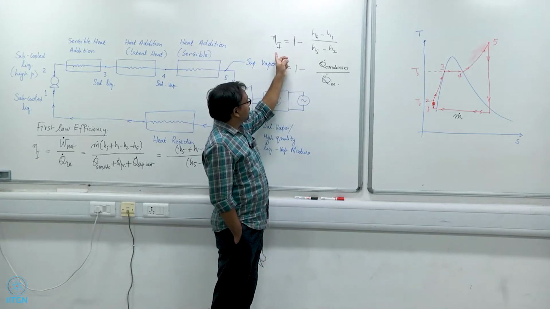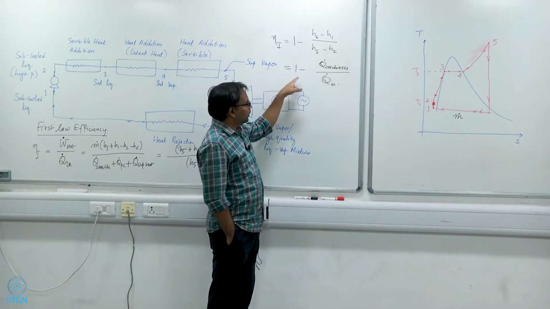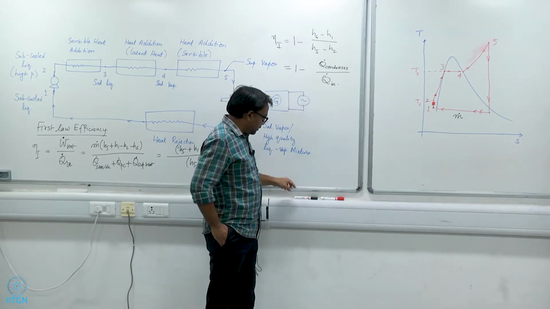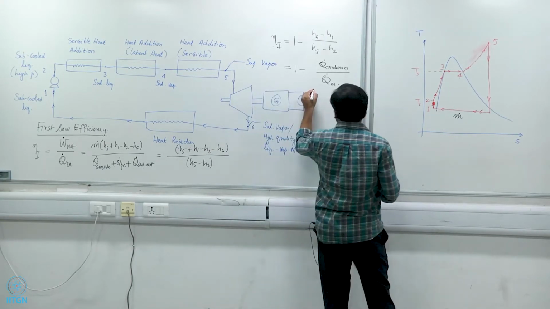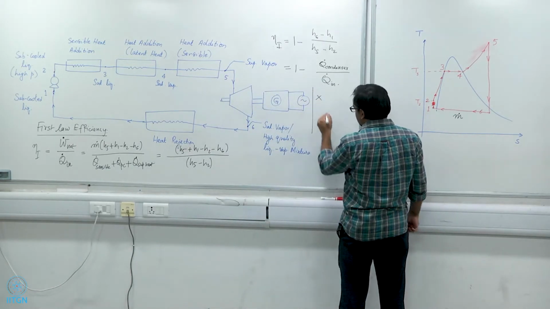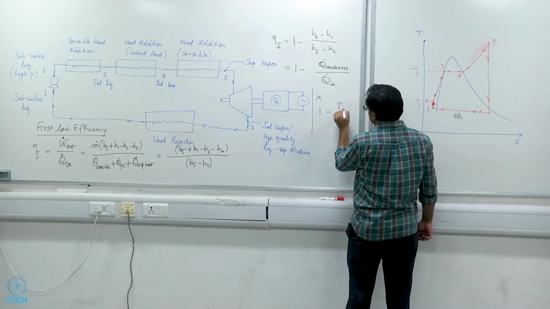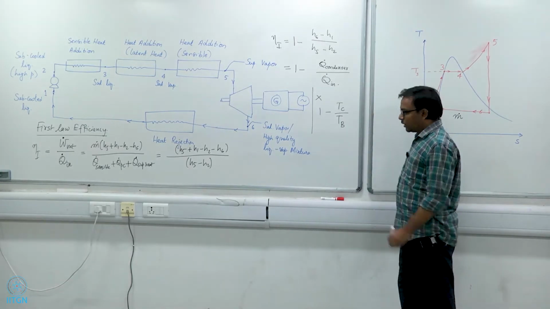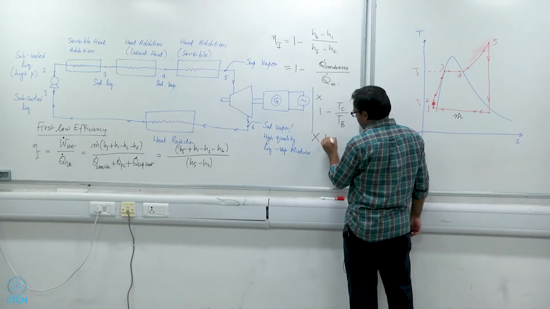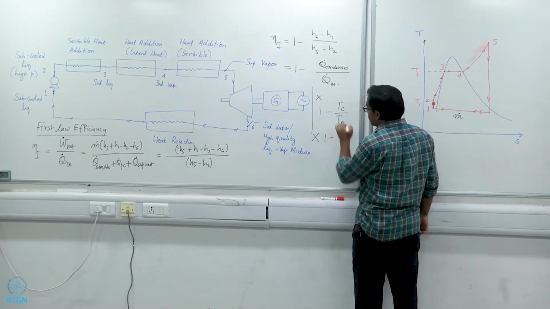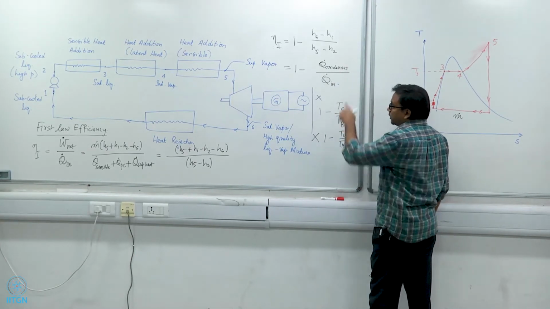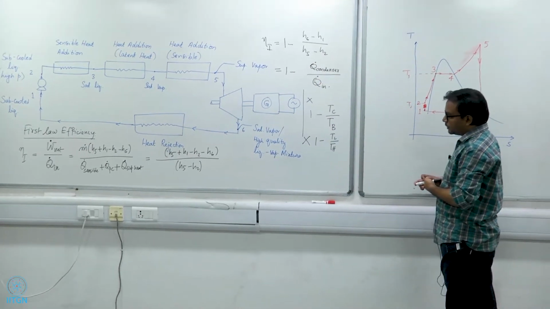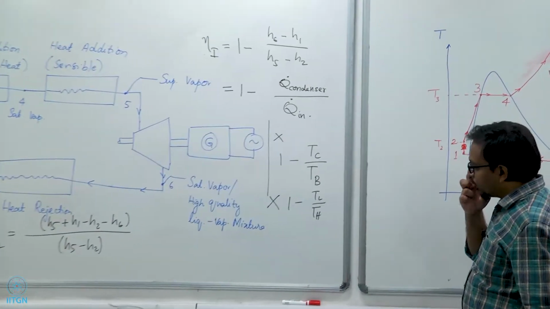You see that here we have written the first law efficiency is equal to 1 minus Q condenser by Q in, but please keep in mind that this is not equal to 1 minus T condenser by T boiler or something like that, or 1 minus T L by T H. You cannot put T L by T H simply in this expression and calculate the first law efficiency of a power plant or the Rankine cycle.